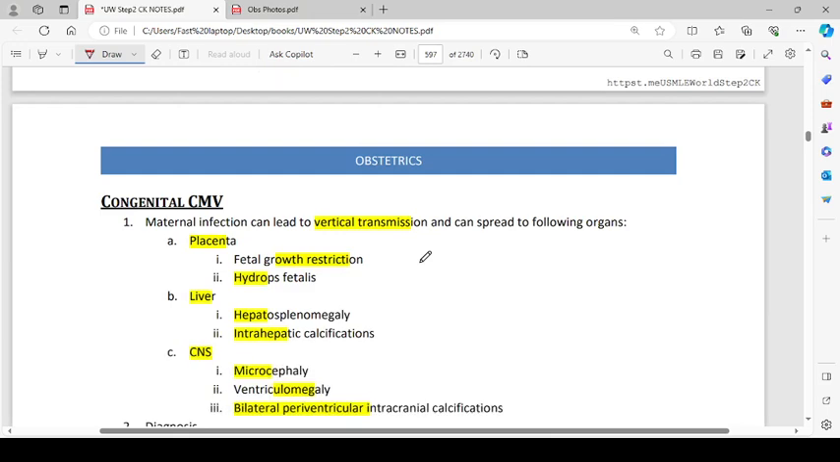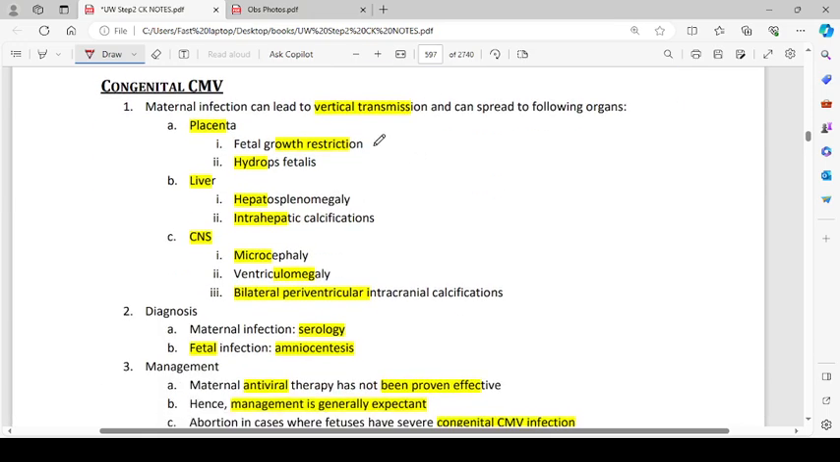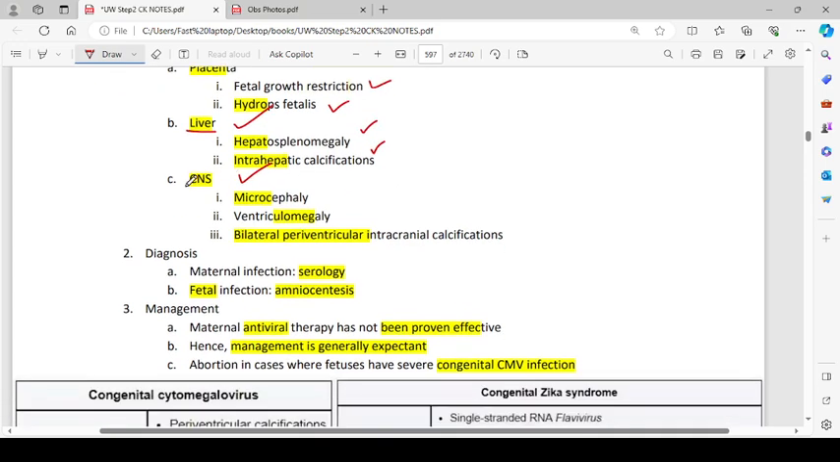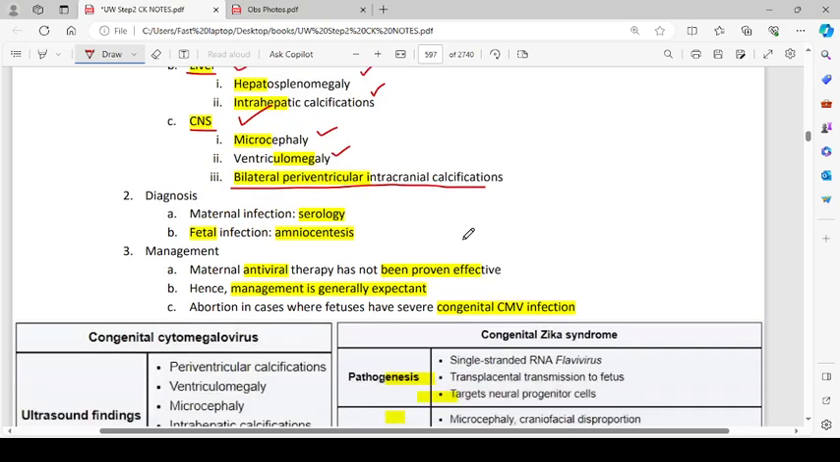Then congenital cytomegalovirus. Maternal infection can lead to vertical transmission and can spread to the following organs: placenta, liver, and central nervous system. If cytomegalovirus spreads to the placenta, it can lead to fetal growth restriction and hydrops fetalis. If it involves the liver, it can lead to hepatosplenomegaly and intrahepatic calcifications. If it involves the CNS, it will result in microcephaly, ventriculomegaly, and bilateral periventricular intracranial calcifications.